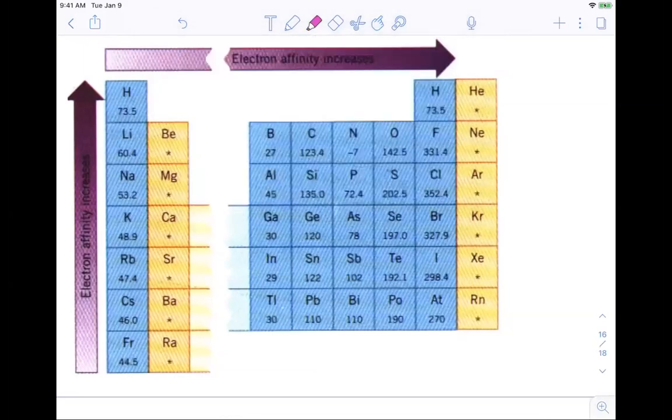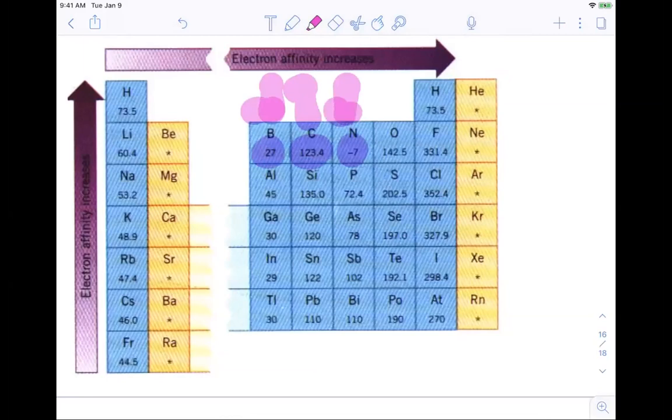So remember, electron affinity is the energy released when you add an electron to the atom. Boron is 27, carbon is 123, nitrogen's not, nitrogen's 7. So it's getting bigger, and all of a sudden it goes down. Why does it go down?